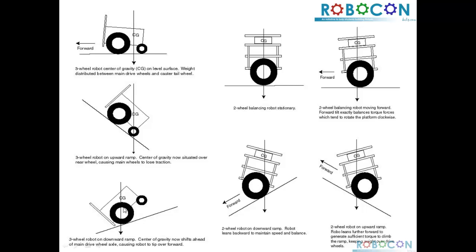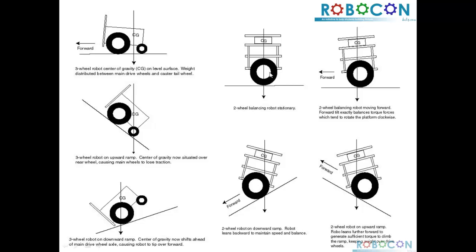But the moment the same robot goes on an upward ramp, the center of gravity is now situated over the rear wheel, causing the main wheels to lose traction, and there are chances that the robot may topple on the rear side. But in the earlier case, when the robot was on the downward ramp, the center of gravity was shifted towards the front caster wheels, so there were chances that the robot would slip in the front. Okay.